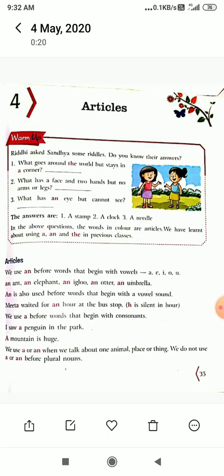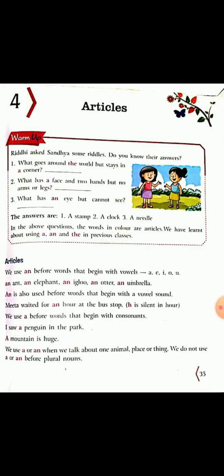So, in the above questions, the words in color are articles and we have learned about using a, an and the in previous classes, है ना? And last week also I taught you about articles. There are 3 articles in English language: a, an and the. We use an before words that begin with vowels a, e, i, o, u. An ant, an elephant, an igloo, an otter, an umbrella.